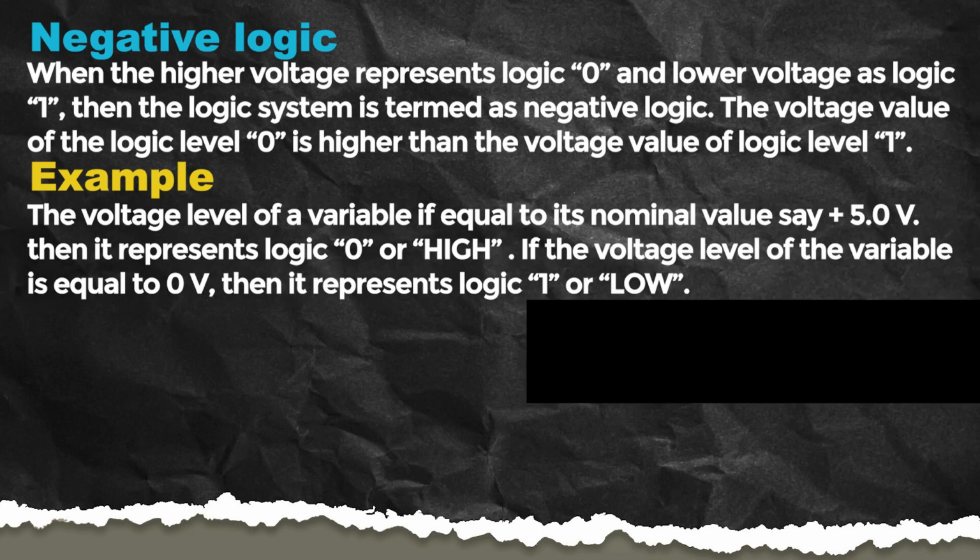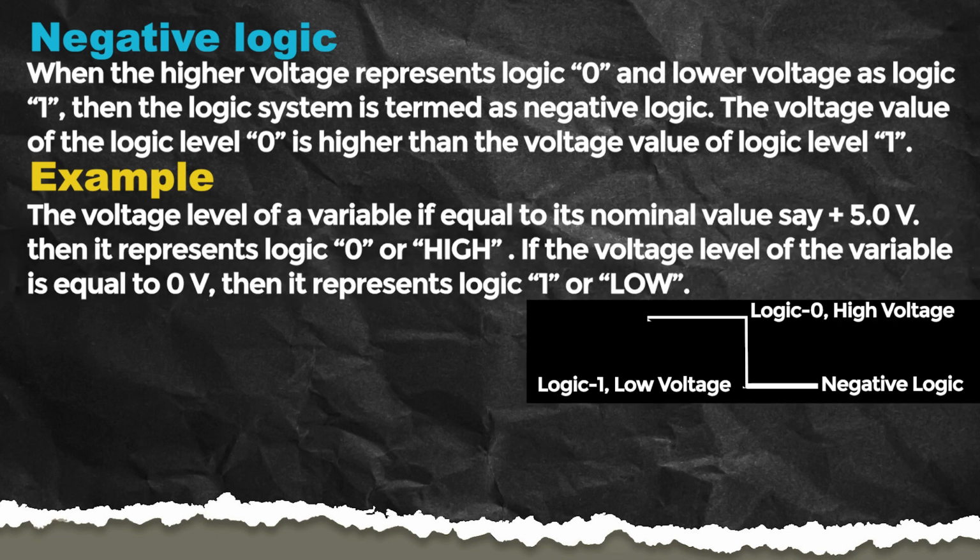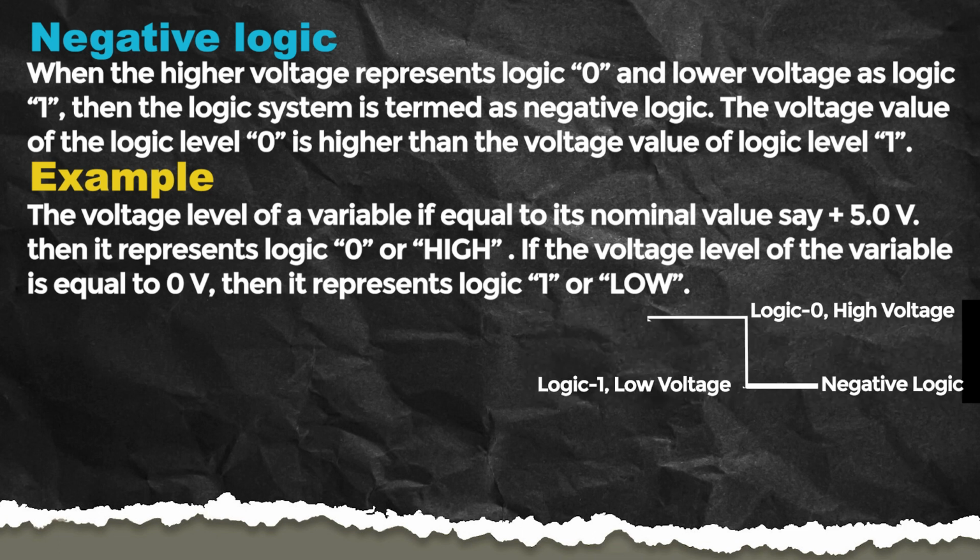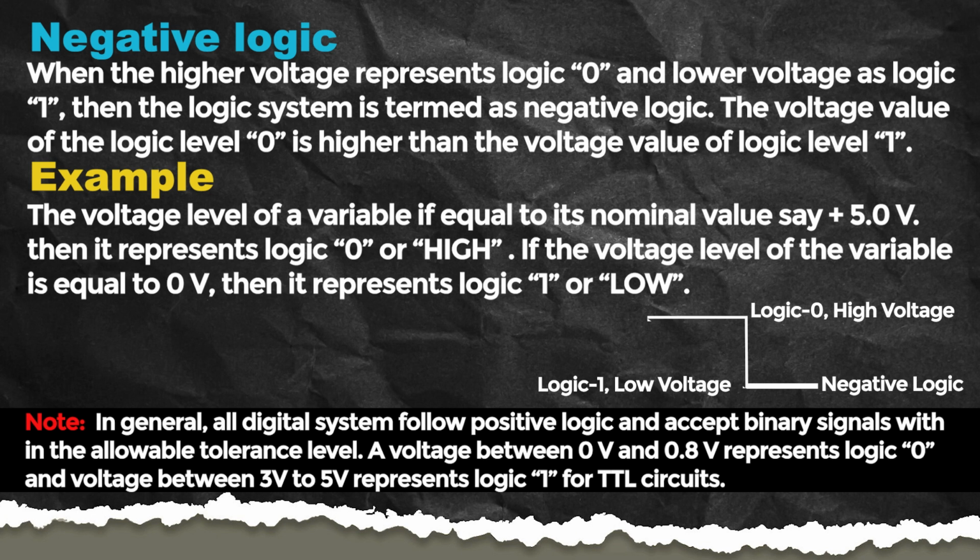Now we come to the figure. You can see that logic 0, that is the high voltage, and logic 1, that is the low voltage. That means logic 0 can be 0 volt and logic 1, that is the low voltage, can be minus 5 volt. We call it negative logic.